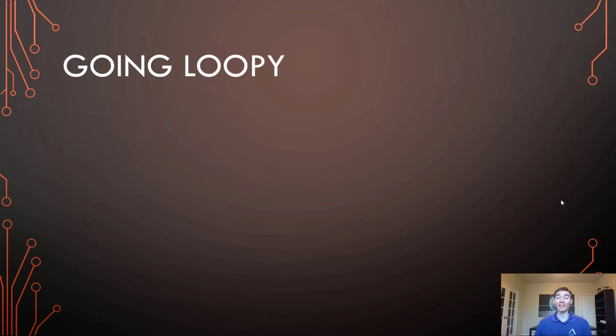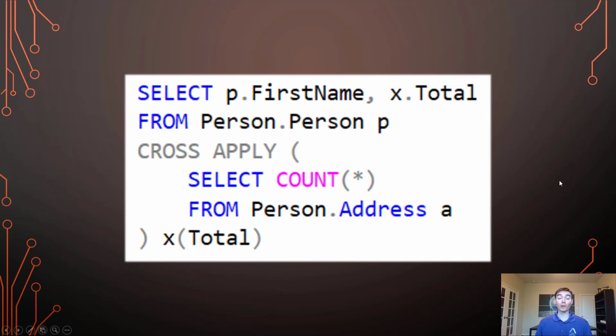Here's an example that I think is really fun. Okay, let's start with a query that's a little bit complex, so take some time to look at it and understand it. We're selecting some information from the person.person table, but I'm using a cross apply here, and the cross apply is a for every row operation. So for every row from the person table, select the count of rows from the address table. Okay.